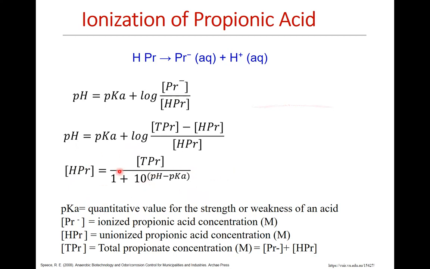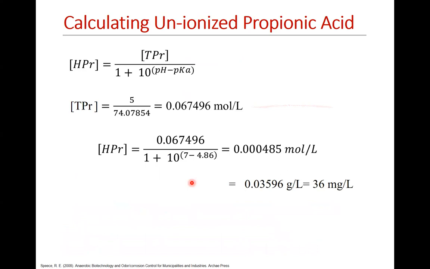We can say that the concentration of the unionized form of propionic acid is equal to the total concentration of propionate inside the digester divided by 1 plus 10 to the power of pH minus pKa. And again, pKa is this quantitative value, and it can be used to calculate the dissociation factor for the acid, Ka, which is equal to 10 to the power of minus pKa.